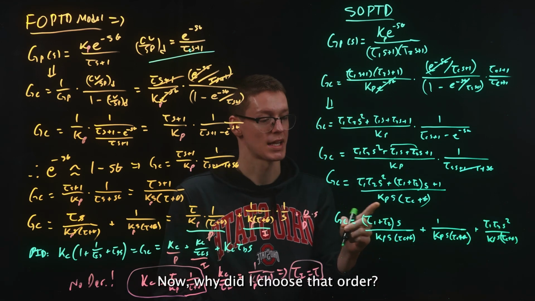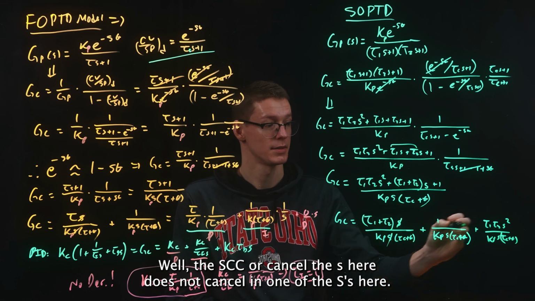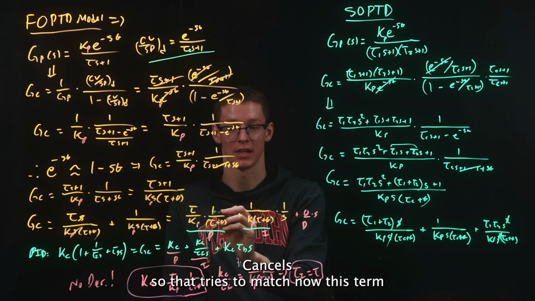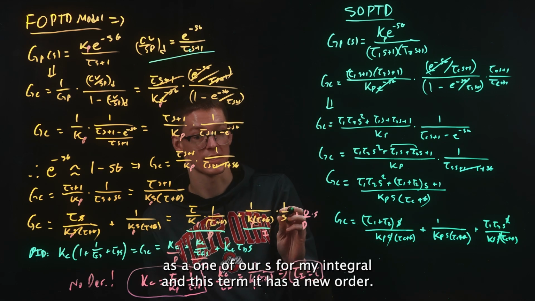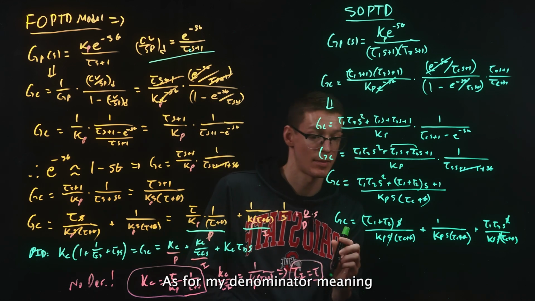Now, why did I choose that order? Well, the s's here cancel, the s here does not cancel, and one of the s's here cancels. So that tries to match this term that has no s's for the proportional, this term that has a 1 over s for my integral, and this term that has a numerator s for my derivative.